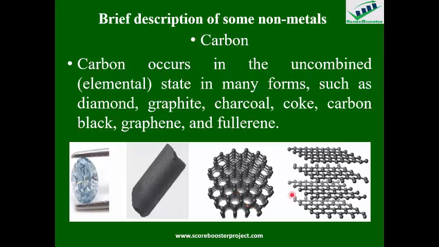So this is the structure of diamond here. This is the structure of graphite. If you look at the structure of diamond, each carbon here is bonded to four other carbons. It means we have a tetrahedral arrangement. So this tetrahedral arrangement is responsible for the strength of diamond. You know that diamond is very, very strong. In this case, we have a trigonal planar arrangement.